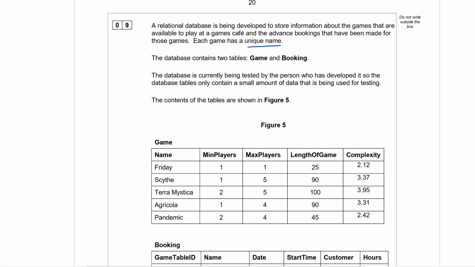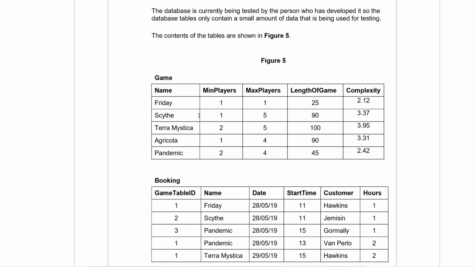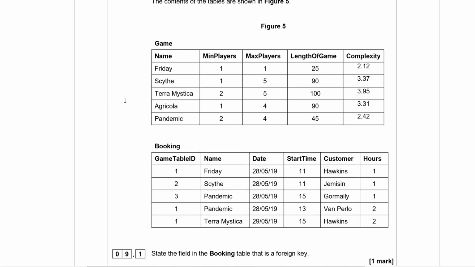The database is currently being tested by the person who has developed it, so the database tables only contain a small amount of data that is being used for testing. And we've got the two tables shown here. Now, just on the database terminology, in both tables, we've got, no, I was going to say in both tables we've got 5 fields, but we don't. Game has got 5 fields, and booking has got 1, 2, 3, 4, 5, 6 fields.